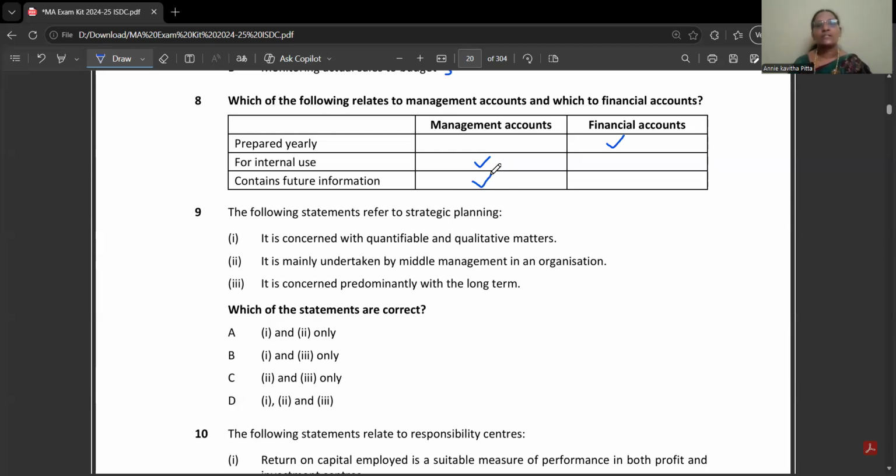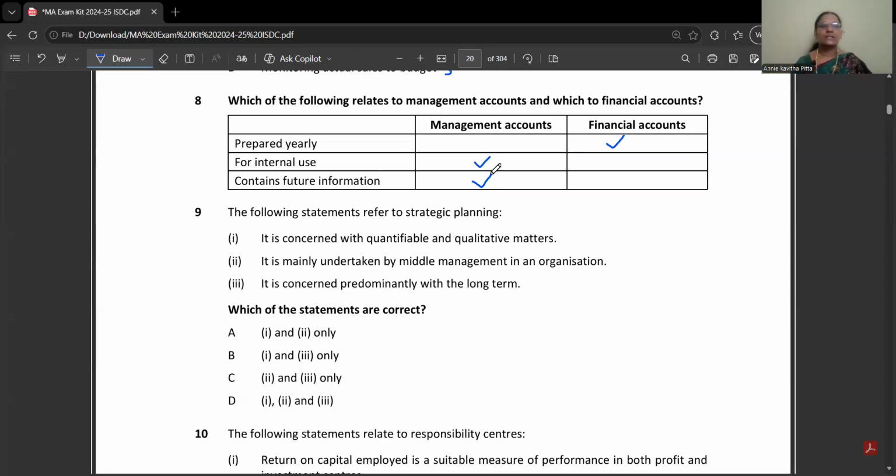Ninth one, the following statements refer to strategic planning. So strategic planning is planning at the top level, wherein their planning involves the entire organization about what products and services they would be producing and where they would sell these products and services, the markets where they would be selling. It involves a long period of time. Okay, so there are three statements given. It is concerned with quantifiable and qualitative matters. Second one, it is mainly undertaken by middle management in an organization. Third, it is concerned predominantly with long-term plans.